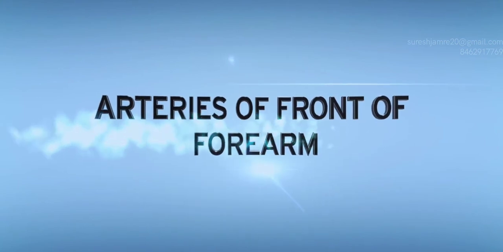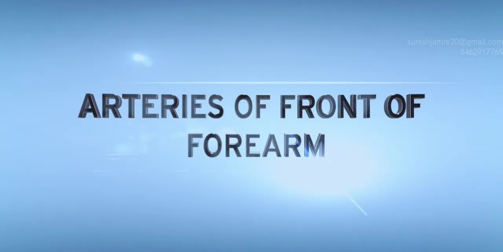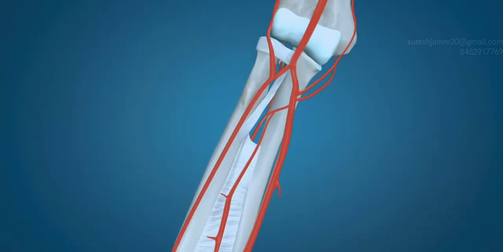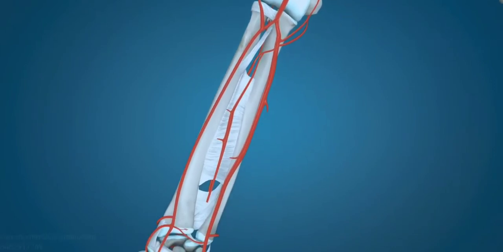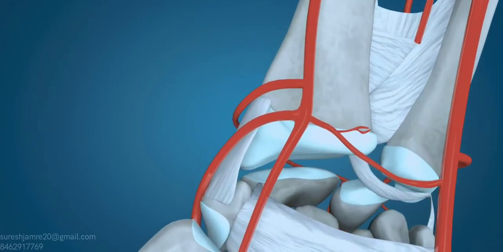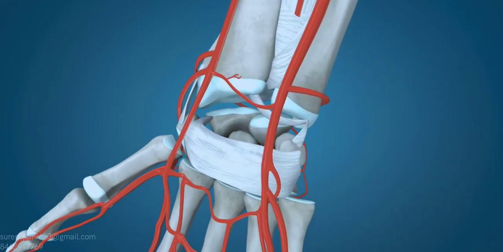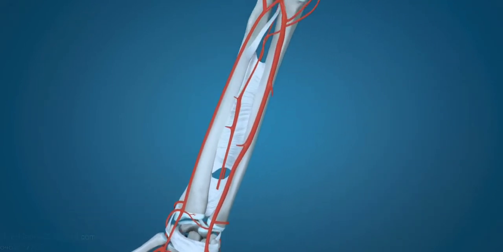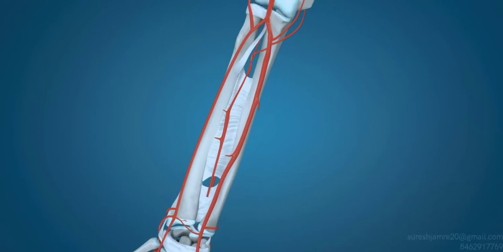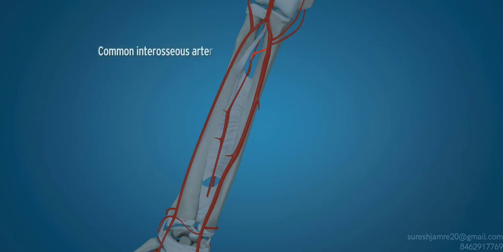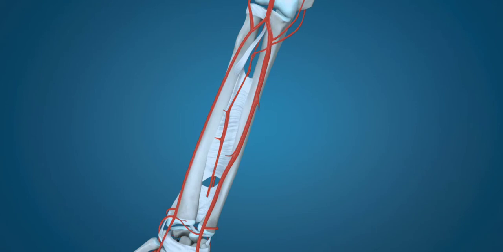Arteries of front of forearm. Prominent arteries in forearm are radial and ulnar arteries. However, these arteries are mainly destined to supply the hand. Arterial supply of forearm is mainly derived by common interosseous artery. Anterior interosseous artery, a branch of common interosseous artery, supplies most of the front of forearm.